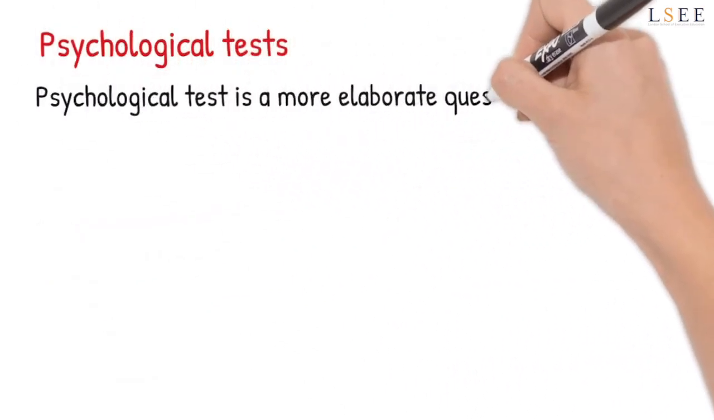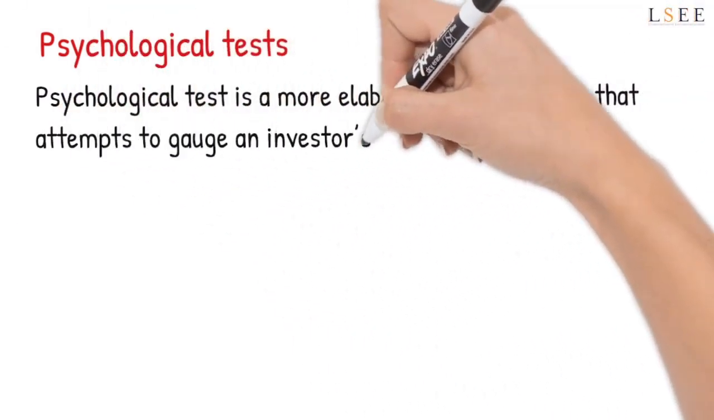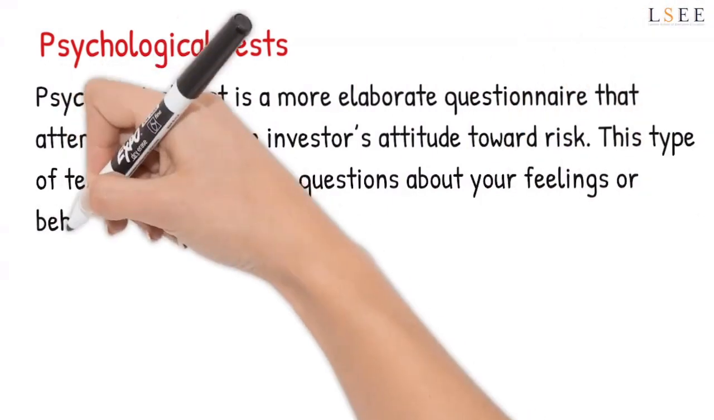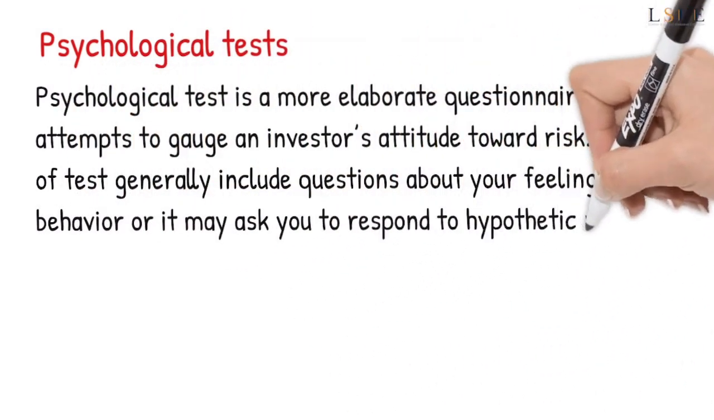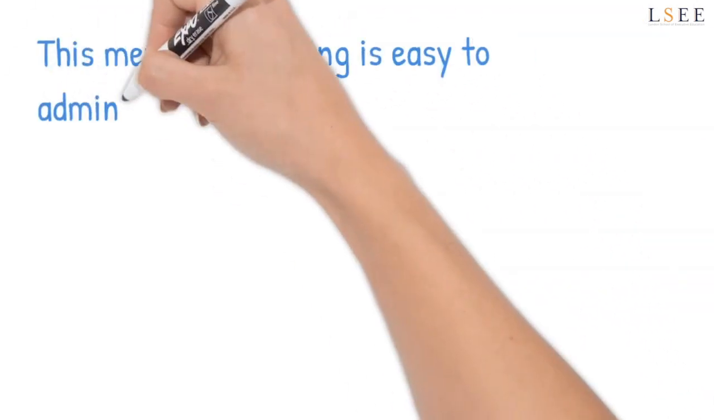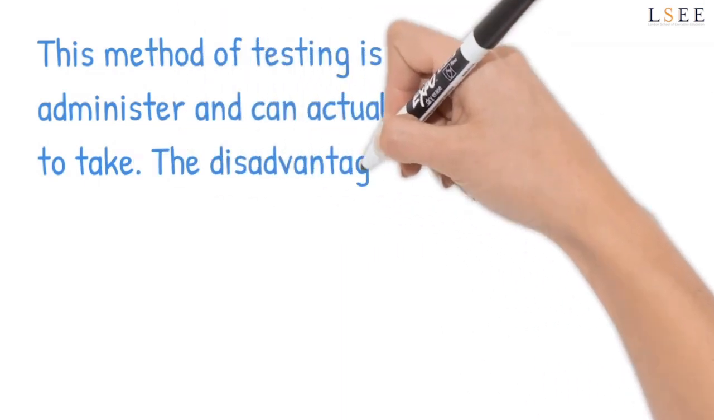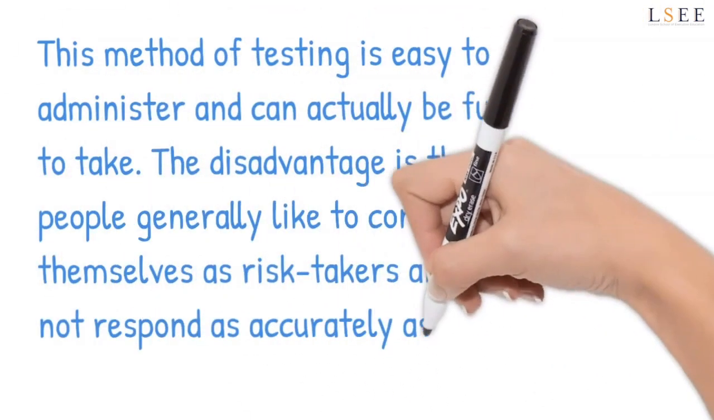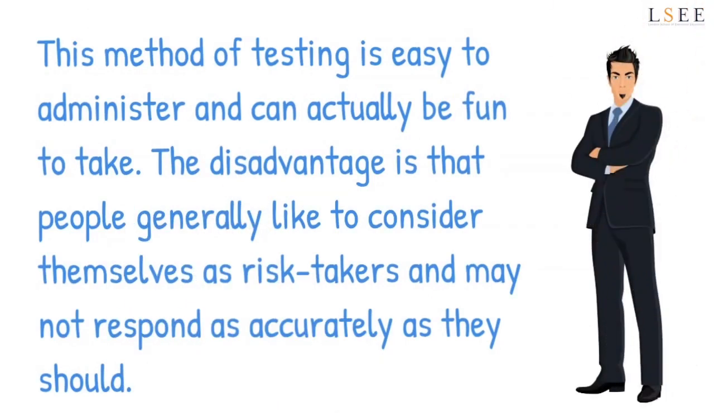Psychological tests. A psychological test is a more elaborate questionnaire that attempts to gauge an investor's attitude toward risk. This type of test generally includes questions about your feelings or behavior, or it may ask you to respond to hypothetical situations. This method of testing is easy to administer and can actually be fun to take. The disadvantage is that people generally like to consider themselves as risk takers and may not respond as accurately as they should.